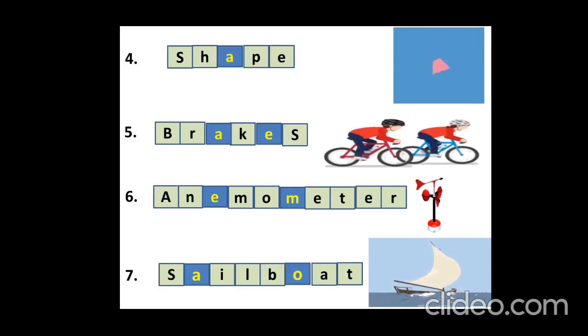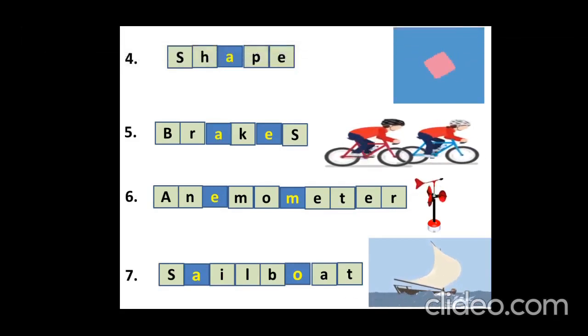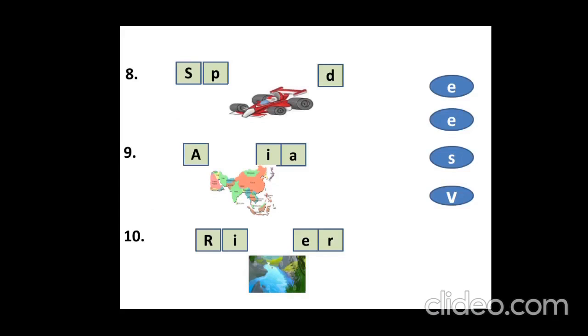A sailboat is moving on the flowing water with the help of the force of wind and water. The sailboat can move easily on the flowing water. Number 8, S-P. Wow, that's a nice racing car. So a racing car is very fast, right? What do you think? Which letters will come here? S-P blank blank D. Should I choose S? No, then it will not make sense.